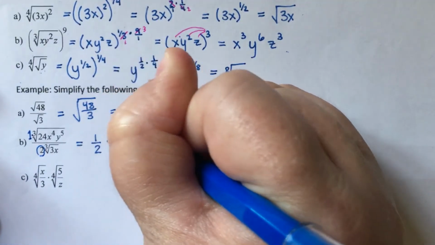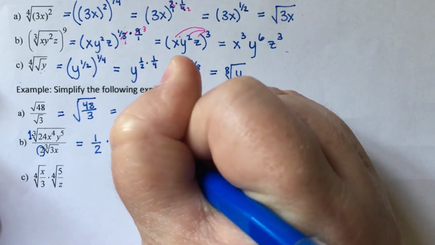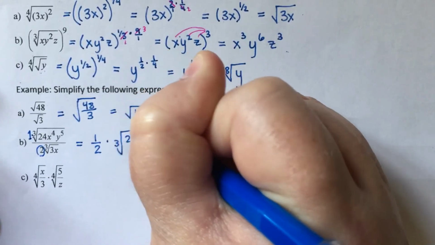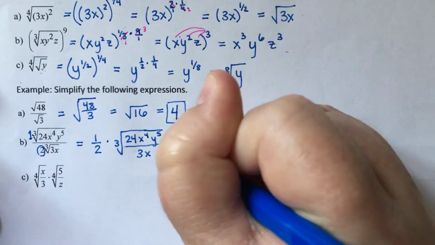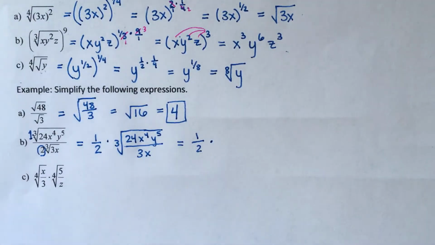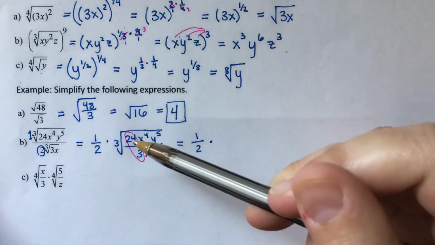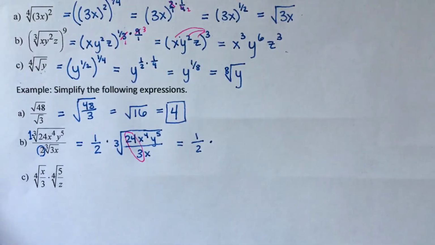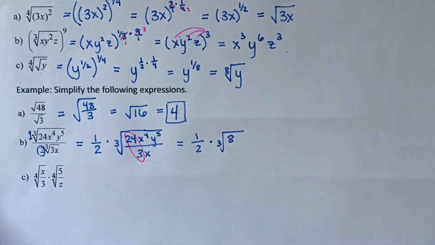So then I'm going to view this as one big cube root to simplify, with 24x to the 4th, y to the 5th in the top, and the denominator is just 3x. So I'm still keeping that 1/2 out in front, and hopefully we'll work it back into the problem by the end. But right now I want to focus on simplifying what's inside the cube root. 24 divided by 3 is 8. So cube root of 8.